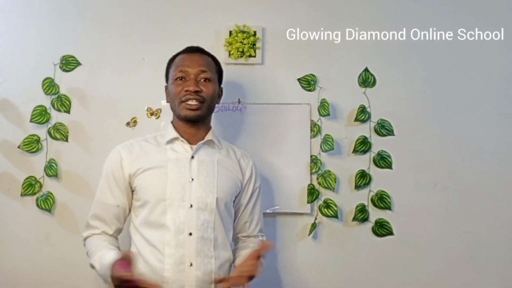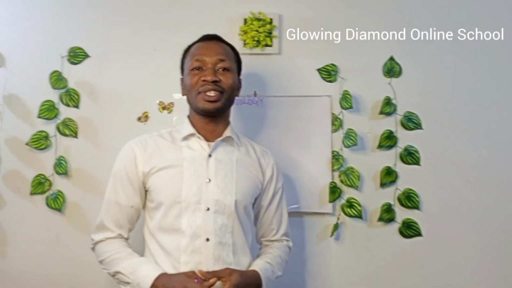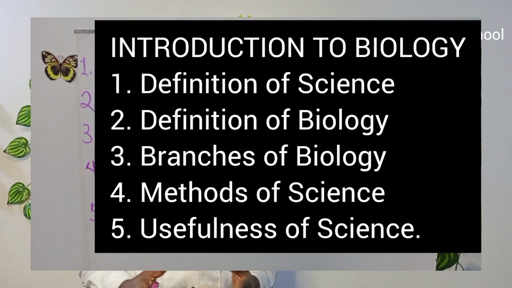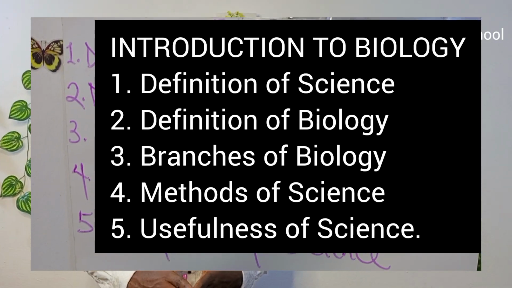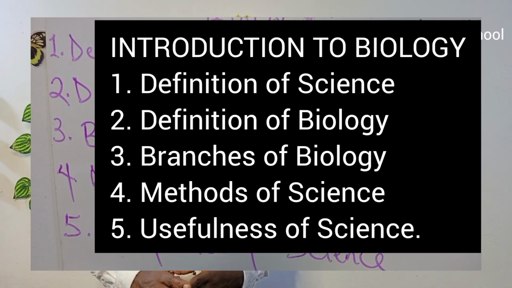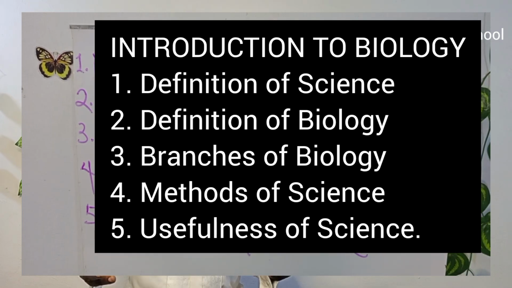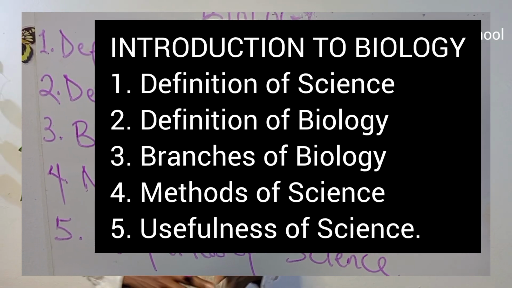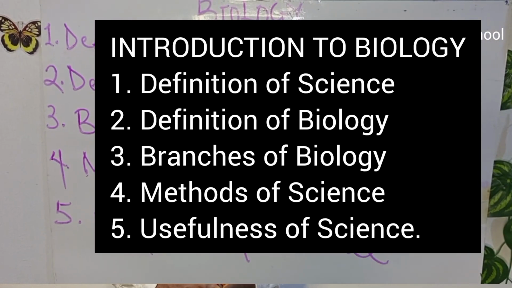Let's get started. We are starting with the very basics of biology, which is Introduction to Biology. Under Introduction to Biology, we are going to consider five categories: 1. Definition of science, 2. Definition of biology, 3. Branches of biology, 4. Methods of science, and 5. Usefulness or application of science.